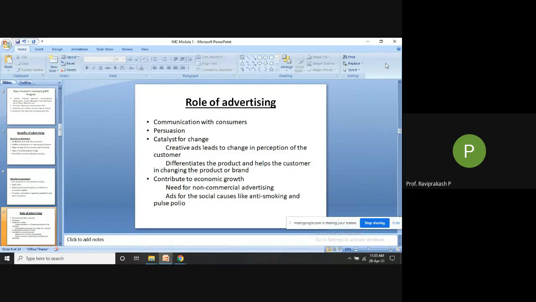These all things, it might be the quantity, it might be the quality, it might be other added benefits, we don't know. It could be related to the product and the service basically. Okay, so next is contribute to economic growth.